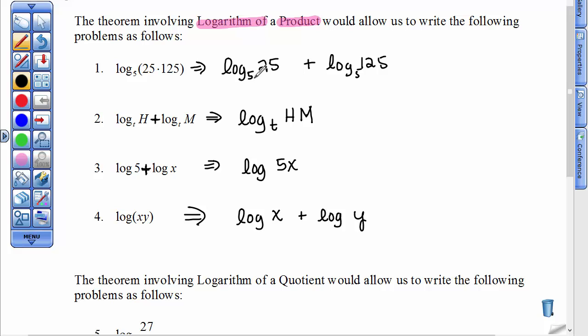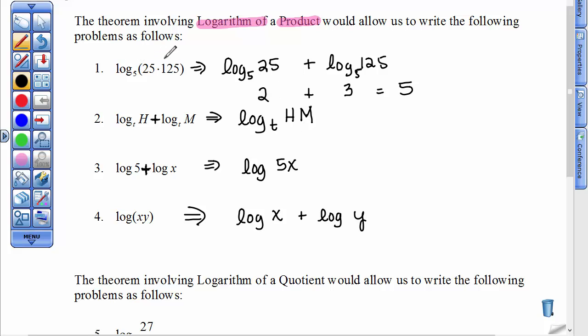I want to go back to this one just for a minute with you. Can you tell me what power you would raise 5 to in order to get 25? You'd raise it to the second power. What power would you raise 5 to here to get 125? You'd raise that to the third power. 5 to the third power is 125. The answer to that problem is also 5.